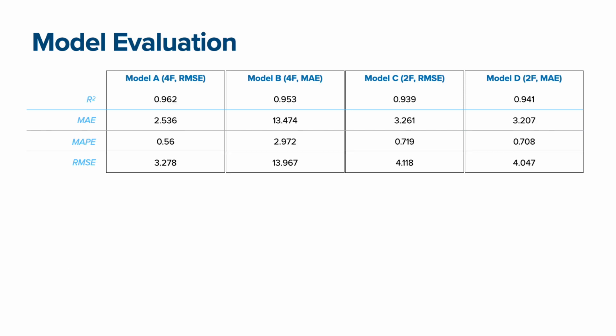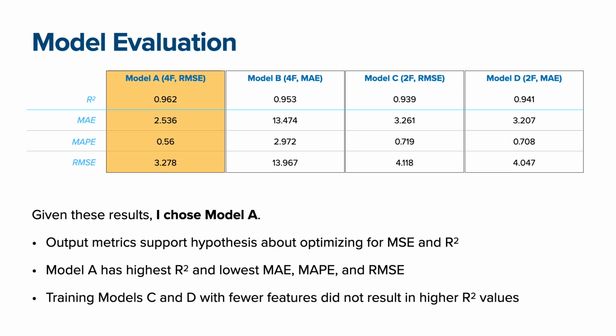So let's see what Google Vertex AI told us. You can see in this table that we've got the R squared values, the MAE values, the mean absolute percentage error, as well as the root mean squared error. And what was really interesting is that the R squared coefficient for model A was the highest, and the other output metrics were the lowest compared to the other models. So given these results, I decided to go with model A.